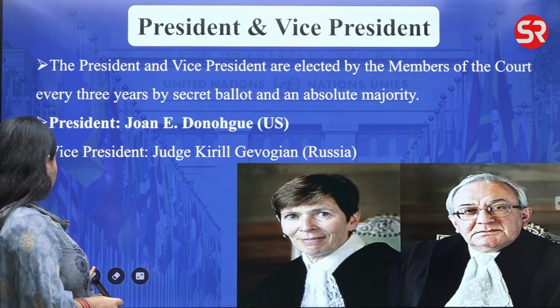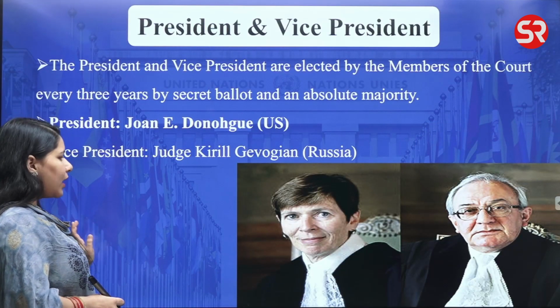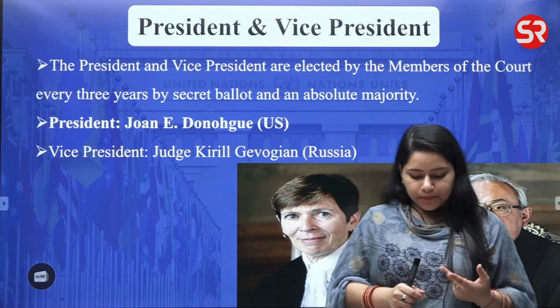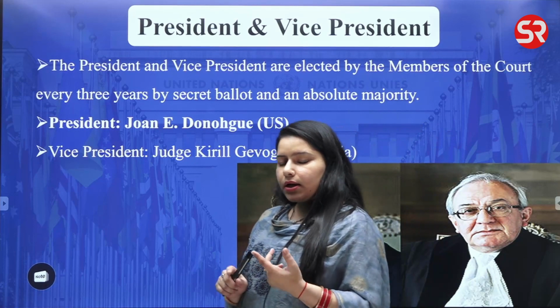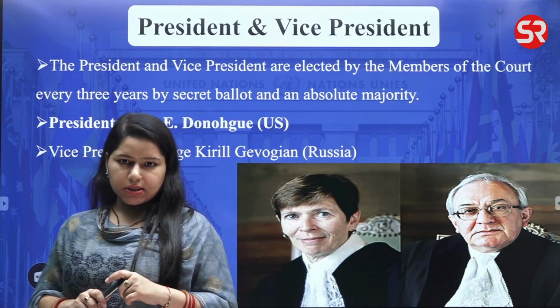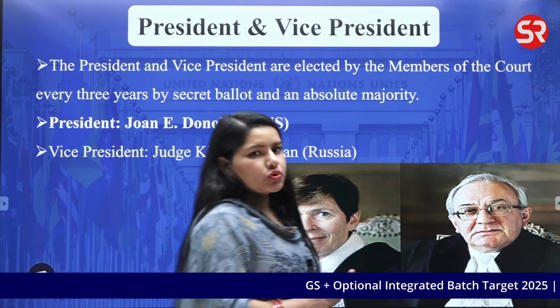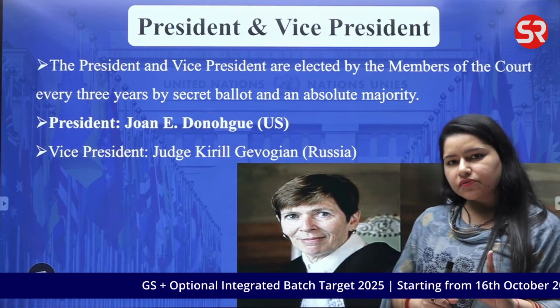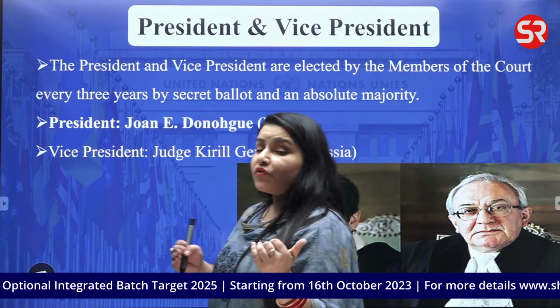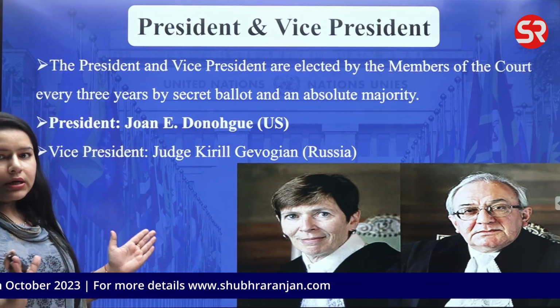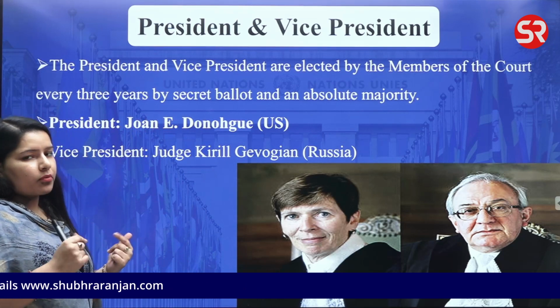One more important point I would like to tell you here is that no country can have two judges at a time. For example, presently India's judge at the ICJ is Dalveer Bhandari. He is representing India at the ICJ. So India can't have two judges at the same time. Only one judge from one country. So if there are 15 judges in the ICJ, they are all from 15 different nations. No two judges can be from the same nation.